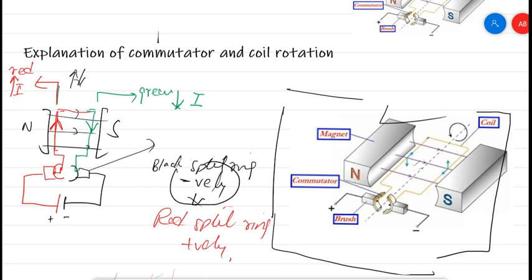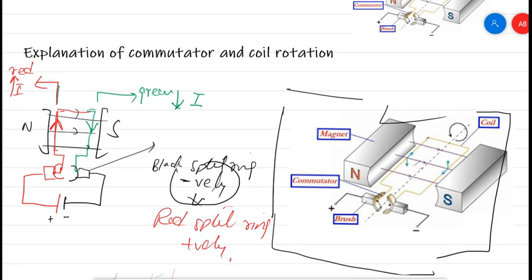Here, will the direction of force be downward or upward? This we need to see. How can we find it? With the help of Fleming's left-hand rule, which I have also explained well in the previous video of the motor effect.